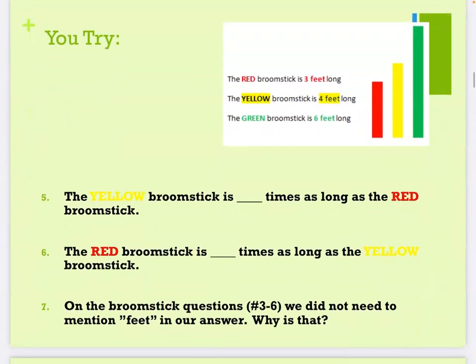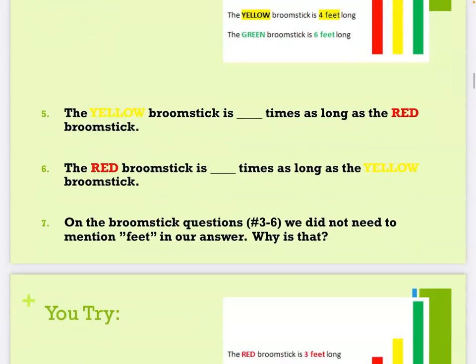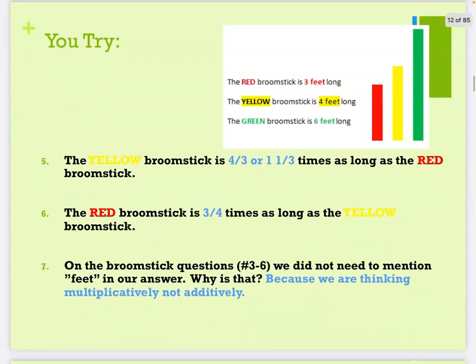Here's another one for you to try. Let's compare the yellow broomstick to the red broomstick, and the red broomstick to the yellow broomstick. Also think about why we wouldn't need to mention feet in our answer. Alright, so the yellow broomstick is 4/3 or 1 1/3 times as long as the red broomstick. And the red broomstick is 3/4 times as long as the yellow broomstick.